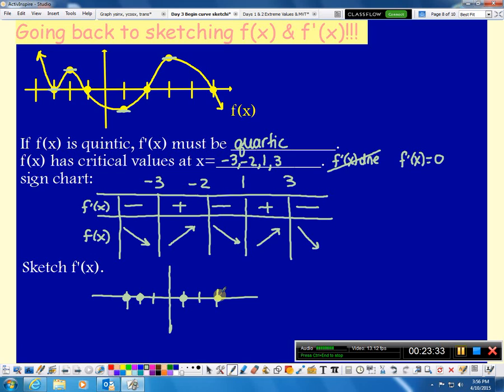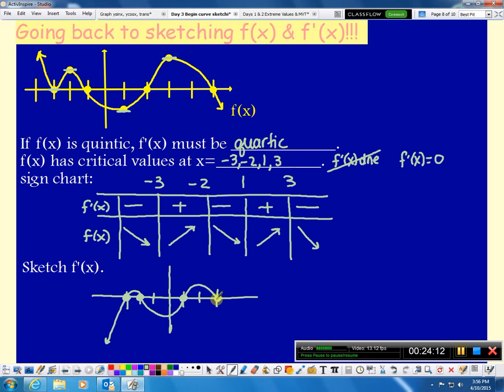I know that from -3 to -2, my derivative graph is above the x-axis. So it would have to look like this. I know from -2 to 1, the graph is below the x-axis. I know from 1 to 3, the graph is above the x-axis. And I know from 3 onward, the graph is below. Does that look like your standard quartic or W shape? Yes.